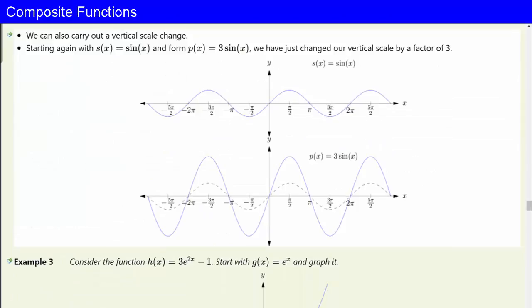We can also carry out a vertical scale change. If we again start with s of x equals sine x and form p of x equals 3 sine x, we have just changed our vertical scale by a factor of 3.